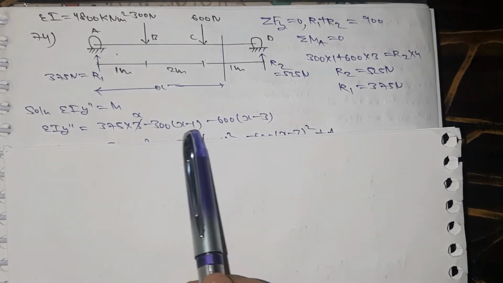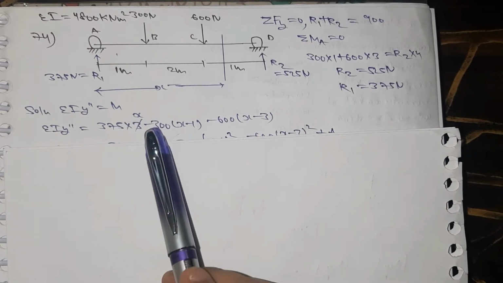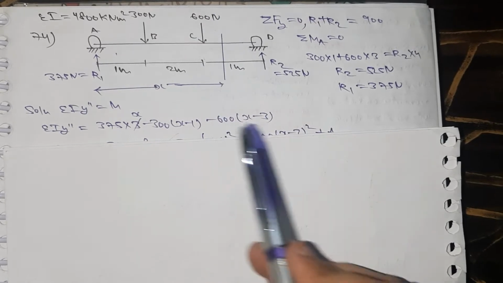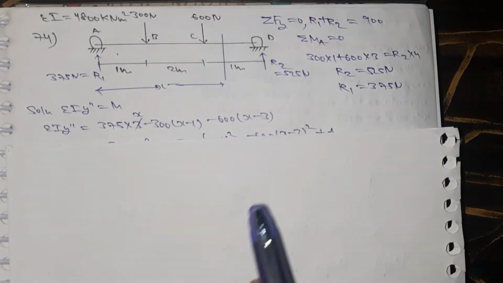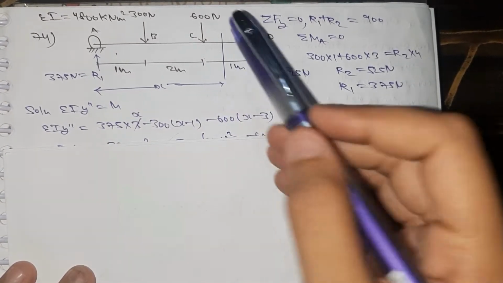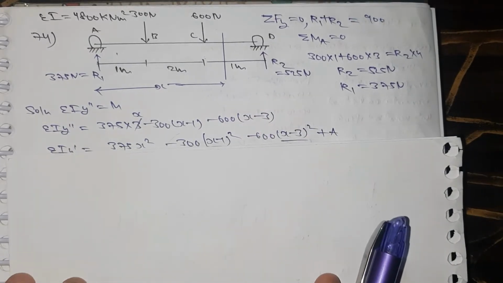So I have already written it down: 300 into (x minus 1) with a negative sign. Why negative? Because it is giving us hogging bending moment. Then similarly 600 is acting at the (x minus 3) location, and if I talk about the nature, what is the nature? Is it giving us hogging or sagging? Definitely it is giving us hogging nature, right? Okay, so let's move ahead.